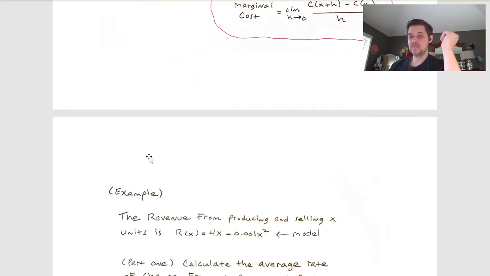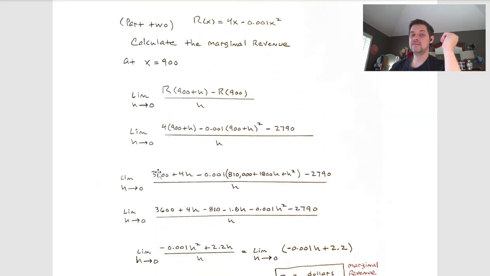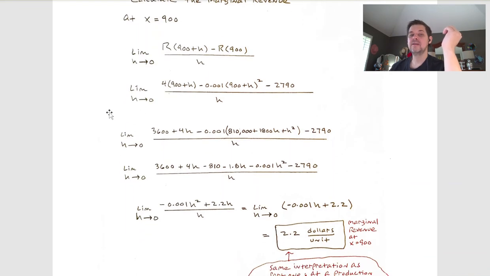Okay, so I have written that down for this function. R of x is 4x minus 0.001 x squared. I want to do r of 900 plus h, 900 is my number, minus r of 900, over h. And I have to calculate the limit as h goes to 0 on top of that. Now, we'll learn other ways to do this, but this is where we start.